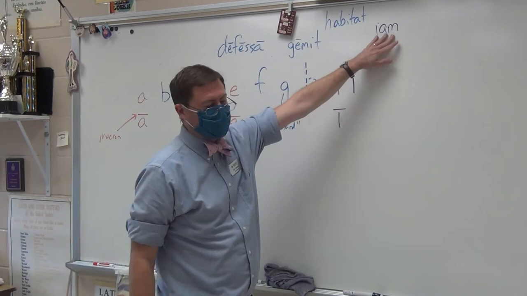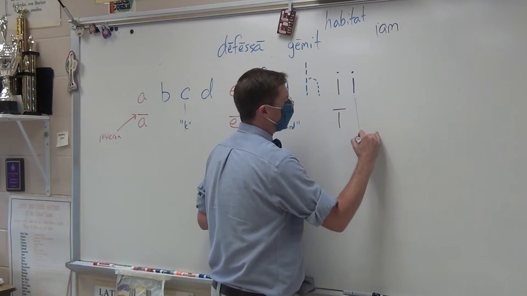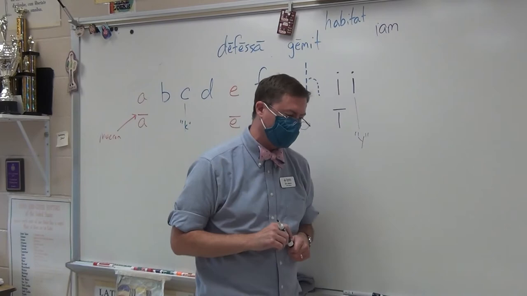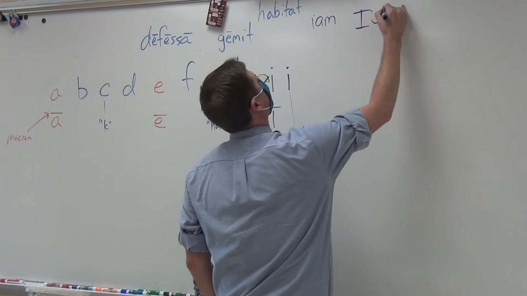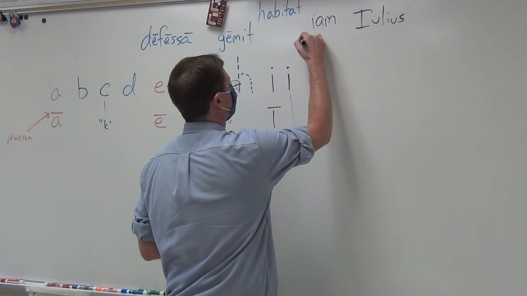But if you speed that up, iam, iam, it turns into a consonant that has the ya sound. And there are tons and tons of examples of words like this in Latin. For example, the most famous of all Romans, his name is Iulius. But if you speed that up, Iulius it becomes. Or take the word that means he or she throws, iacet. Speed that up and it turns into yacet.